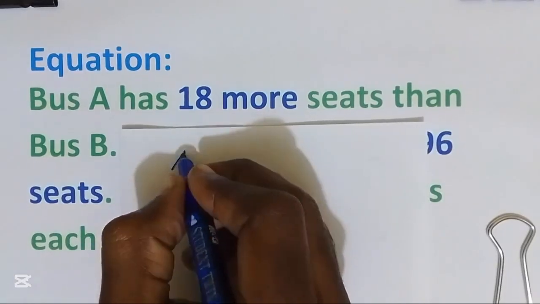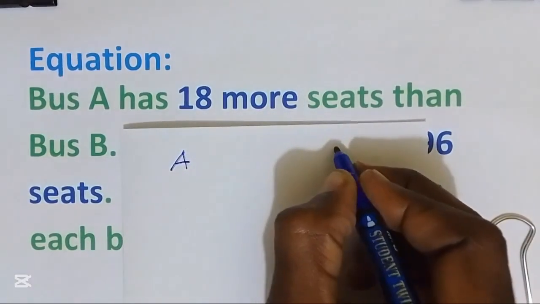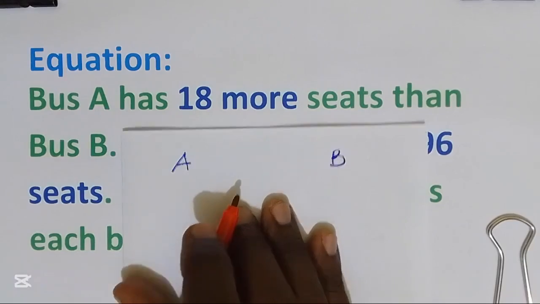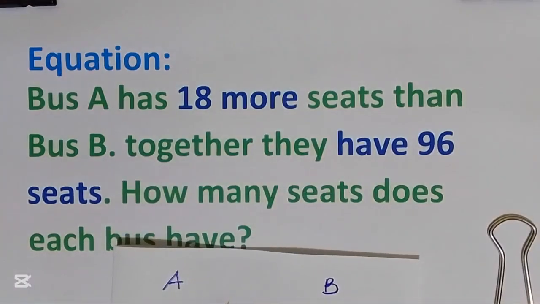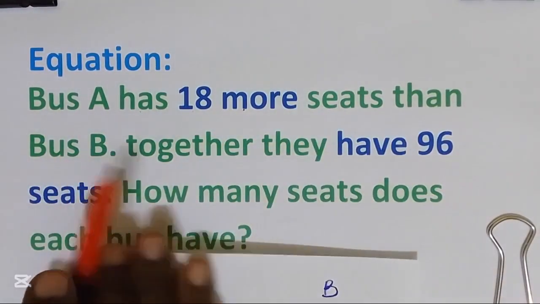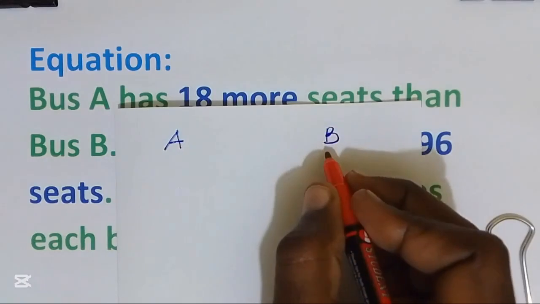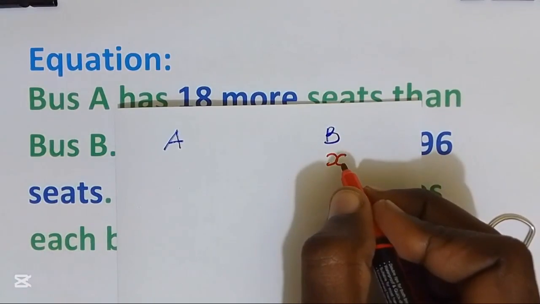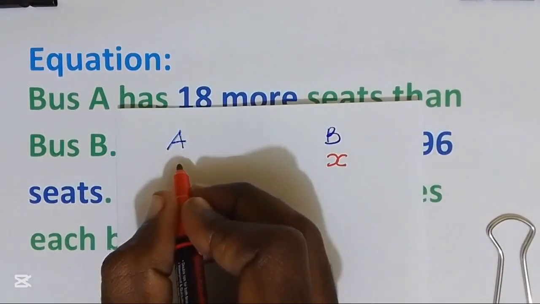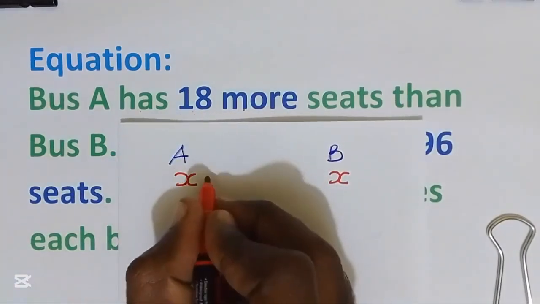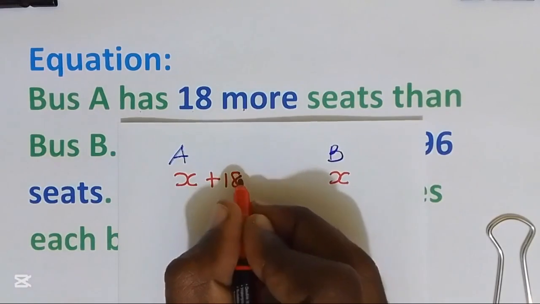We have bus A and bus B, but we don't know the number of seats for each bus. The only thing we have here is the relationship that bus A has 18 more seats than bus B. So we are going to let the number of seats for bus B be equal to X. Bus A is going to have 18 more seats, that is X plus 18.